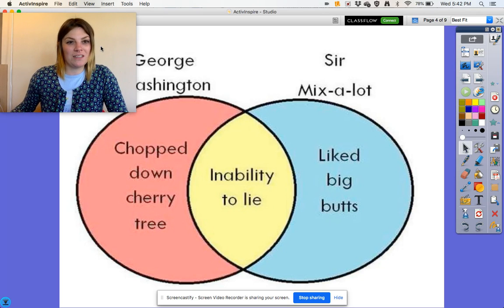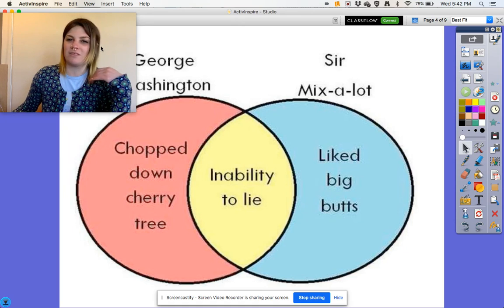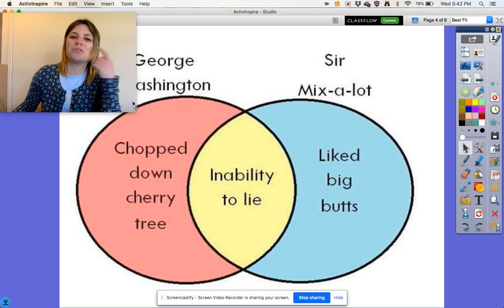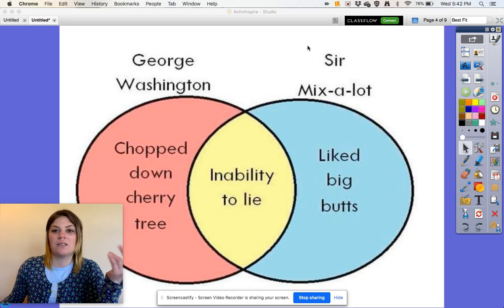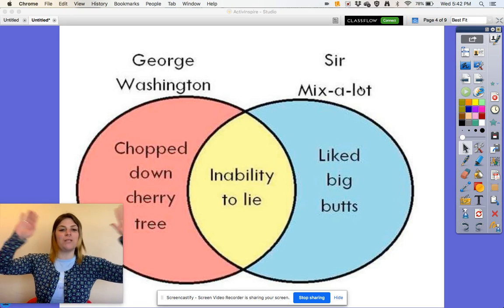All right, this one takes a little explanation, but I think it's really funny. I think I almost put it in here just as a personal reminder that I get to laugh about this one. Okay, so George Washington, that's this one over here. I'll move this again. George Washington is the first president of the United States. Sir Mix-a-Lot is a rapper from the 90s. He's actually from Seattle. Hometown hero, my hometown hero.